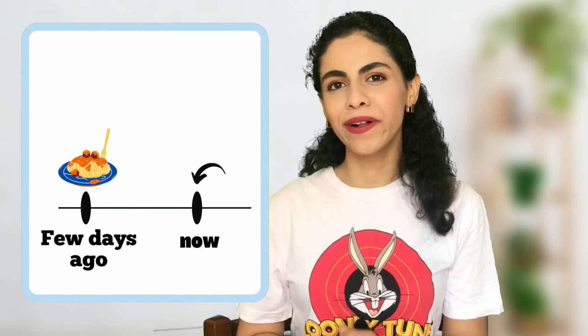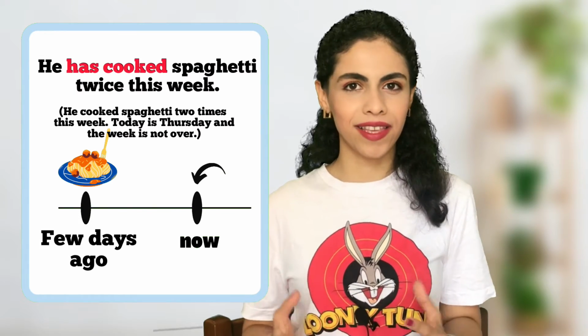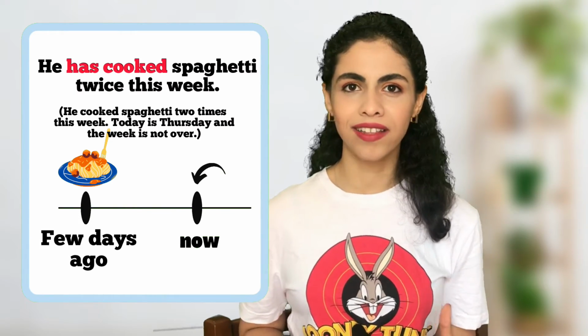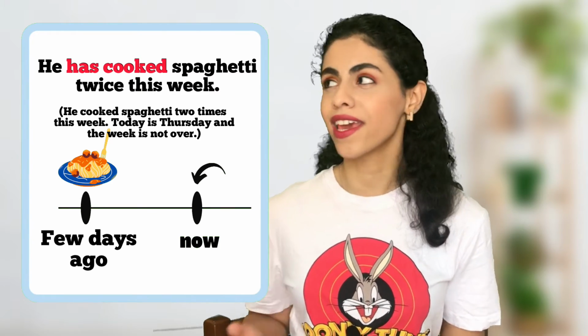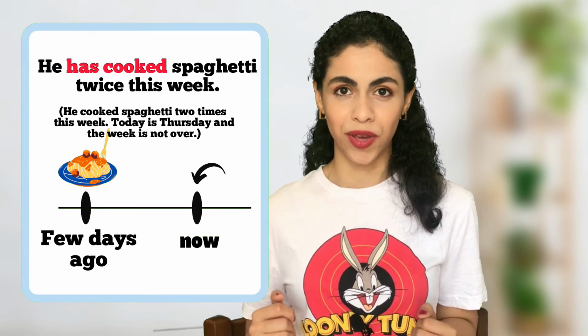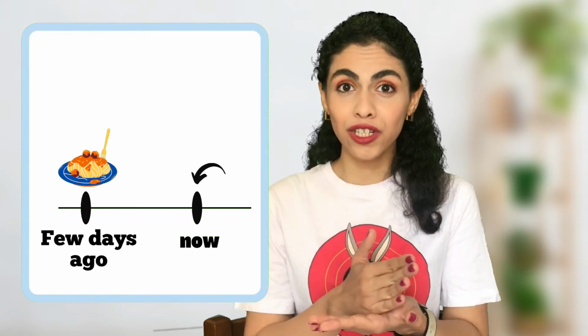Or another example, he has cooked spaghetti twice this week. Like he cooked pizza on Sunday and Tuesday, and today is Thursday. So you can say he has cooked pizza twice this week because this week is not finished yet.